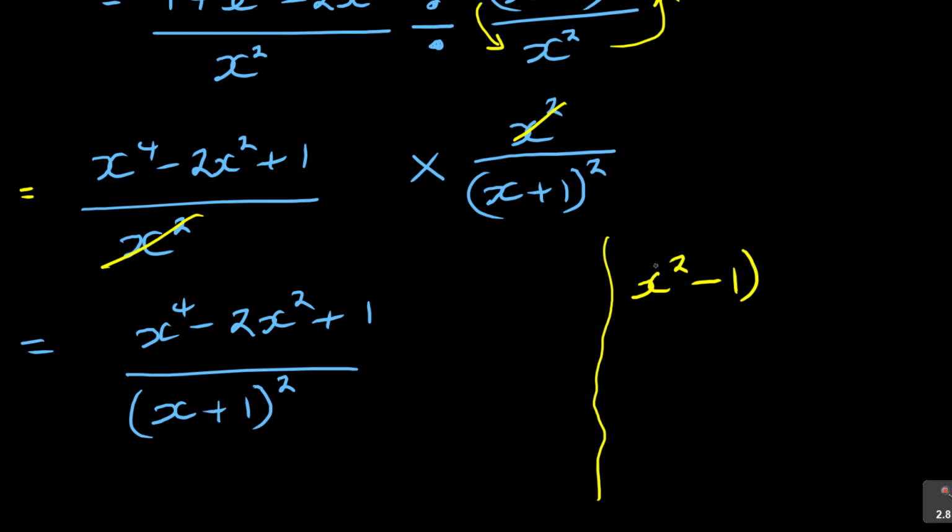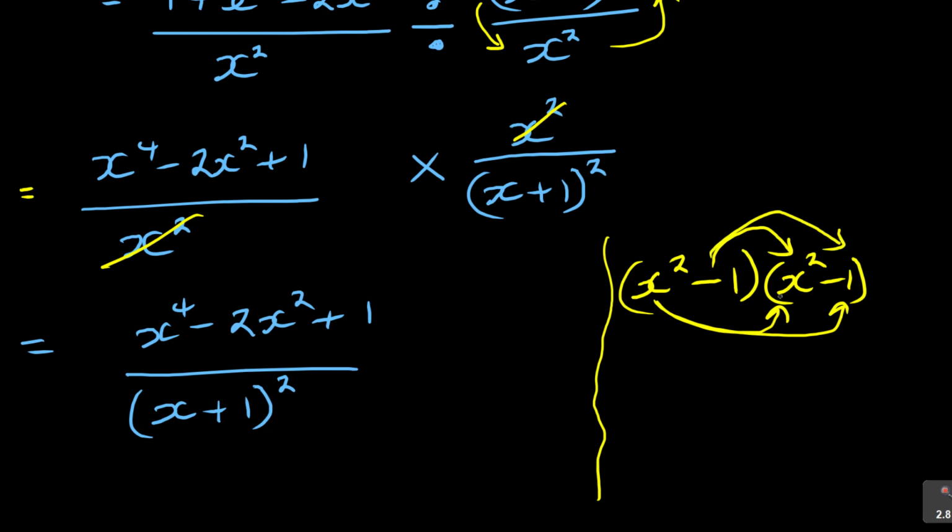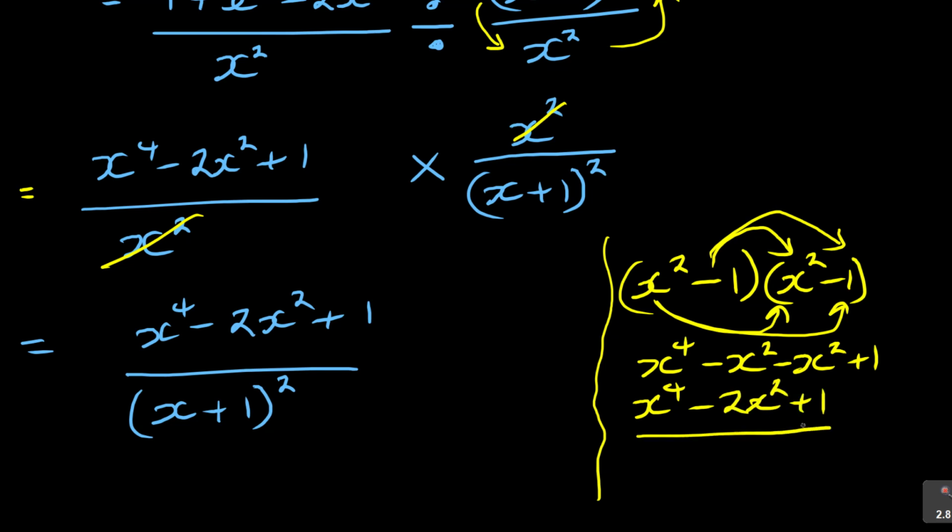If I say x squared minus 1 and then x squared minus 1, let's multiply this. Do that and do that. You expand this, open that and open that. Now what is x squared times x squared? It is x to the power of 4. X squared times minus 1 is minus x squared. The other one again is minus x squared, and then it's plus 1, which is x to the power of 4 minus 2x squared plus 1. You see, there it is.